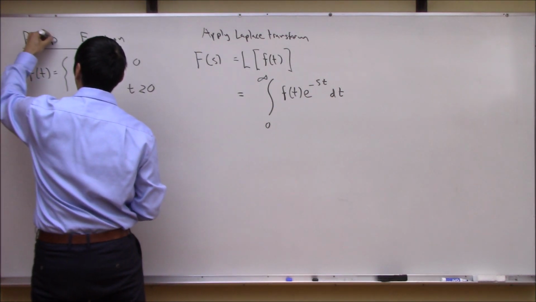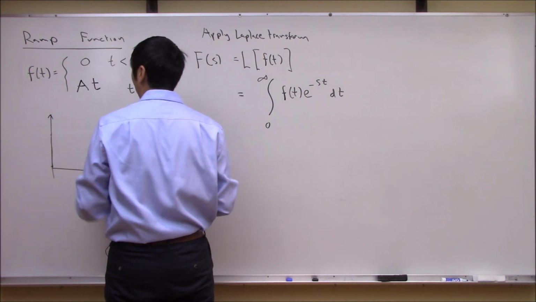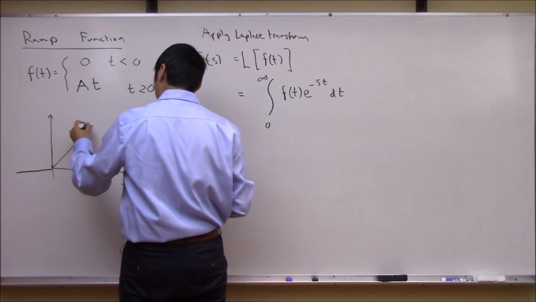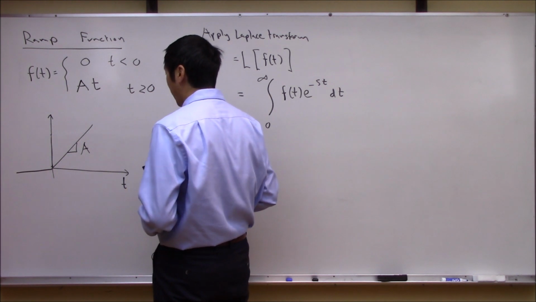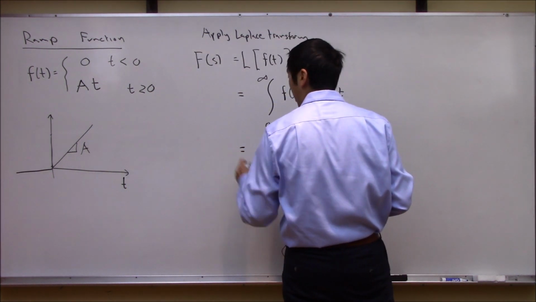How about a ramp? The ramp is actually pretty simple. Let's make it a ramp with slope a. This thing is just 0 until time t equals 0, and then it slopes up at slope a. So there's our function f in the time domain. Let's run through our procedure of taking its Laplace transform.